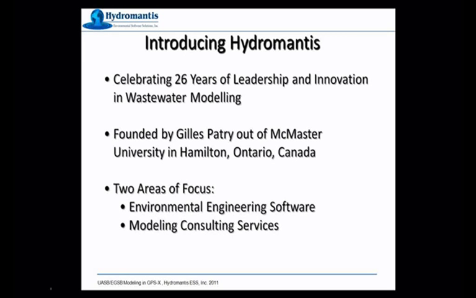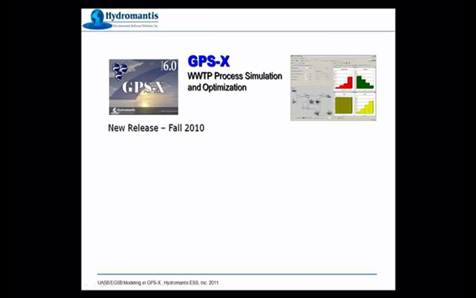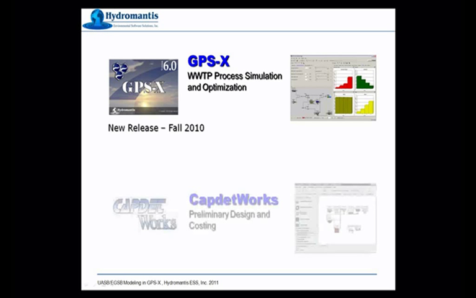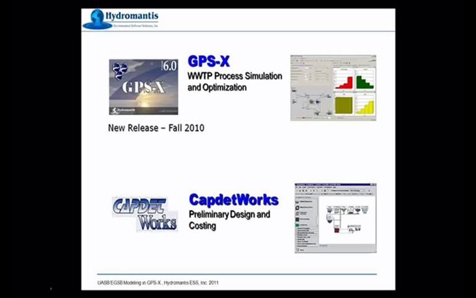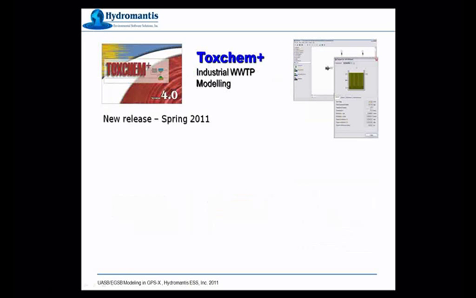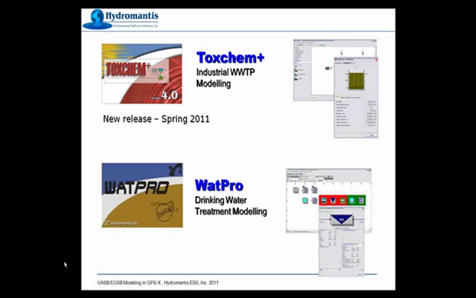So you may be familiar with GPSX, the process simulation and optimization software that we'll be talking about today. What you see on the screen there is version 6, which we released at WEFTEC last fall, and it's almost WEFTEC time again, and we'll be releasing a new version, 6.1, next month. We also produce CapDetWorks for preliminary design and costing. We have a package called ToxChem that's for industrial wastewater treatment plant modeling, and we released a new version earlier this spring. And we also have a package for doing drinking water treatment modeling as well.